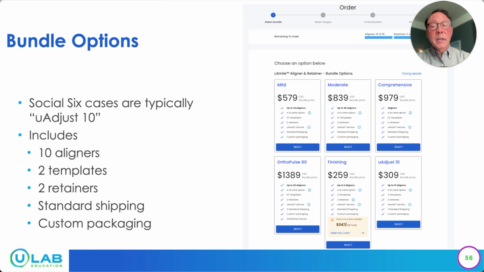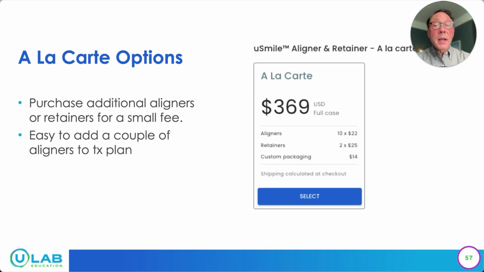It includes 10 aligners, 2 templates, 2 retainers, standard shipping, and custom packaging. A la carte options are amazing because if you have a case that needs a couple of extra retainers, not a problem. You just order those extra retainers as needed.